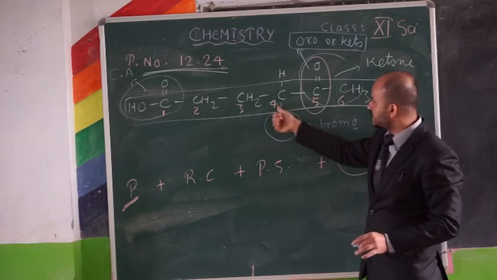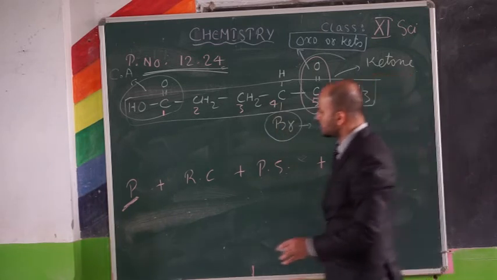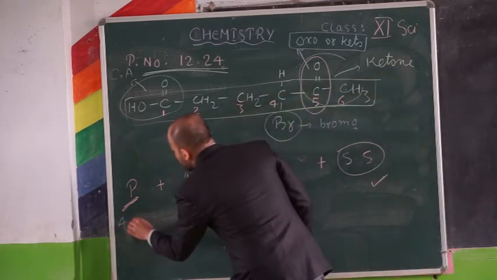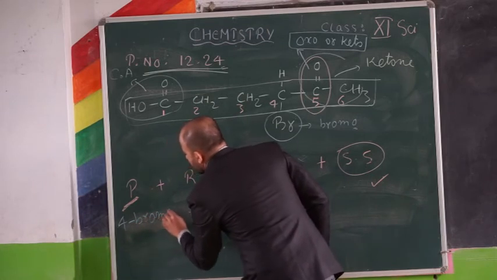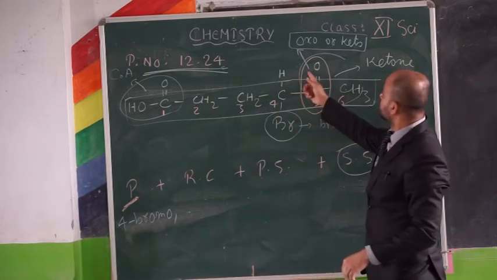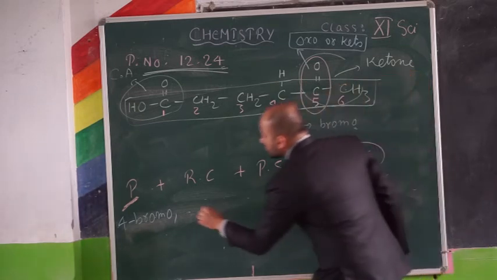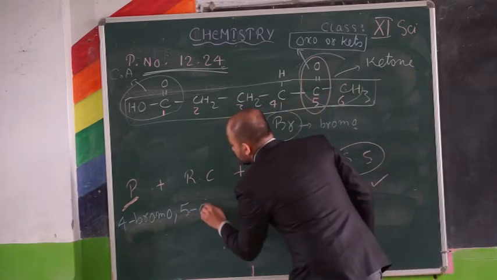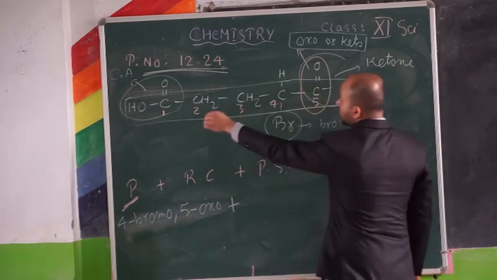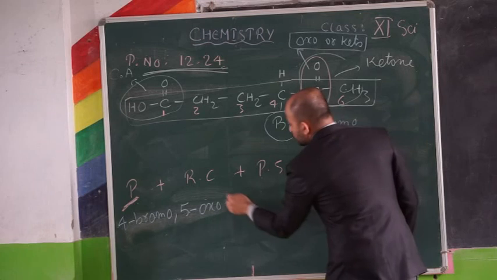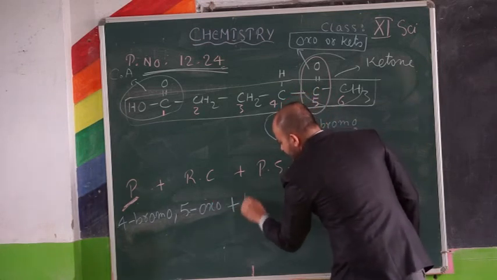To which carbon is it attached? It is attached to carbon number 4. So 4-bromo, comma, which carbon? Carbon number 5. 5-oxo. You can write keto also. So this is your prefix. Root carbon, how many carbons do we have? 6 carbon. So 6 carbon means hex.